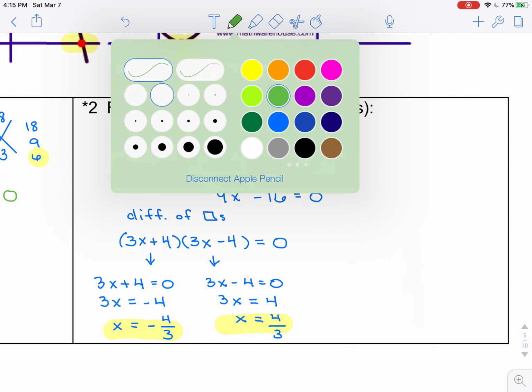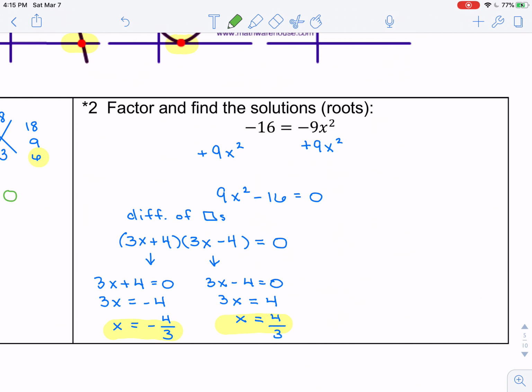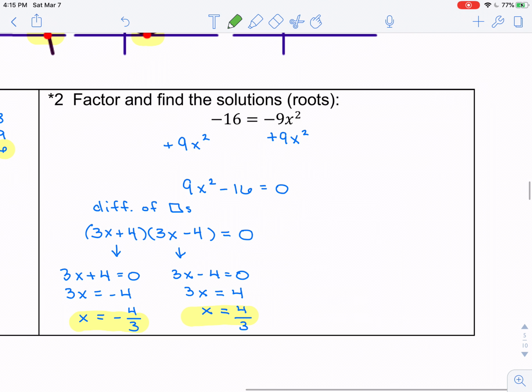Now I'm going to show you an alternate way that you could also solve this type of problem. The alternate method is going to work when we have a binomial, not a trinomial, but a binomial situation where only the x squared is found in the first term. So I'm going to go back to this 9x squared minus 16, and I'm going to add the 16 over to the right side and solve for x. In this case, I would need to divide by 9. 16 over 9 does not reduce.